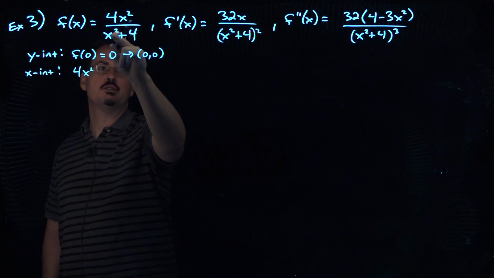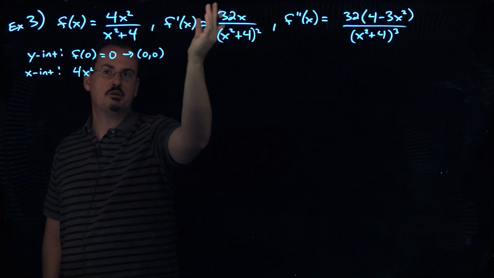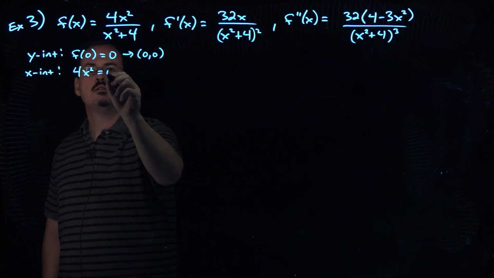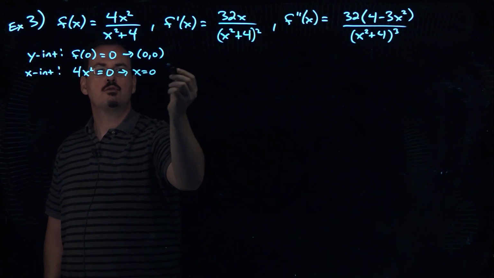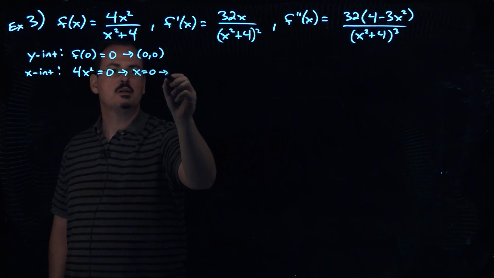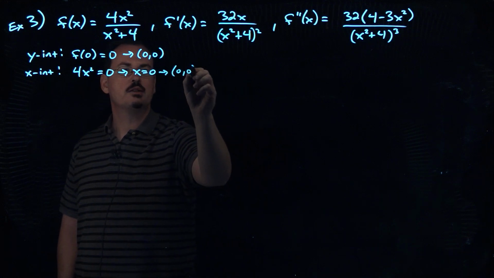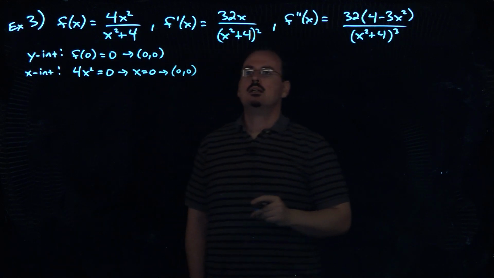If you set the whole thing to 0, then you can just multiply both sides by the denominator. Well, 0 times anything is 0. So really, all you've got to do is just set the numerator to 0. So x equals 0. And of course, that means we've got the same x-intercept as we do y-intercept. Okay? Only one.